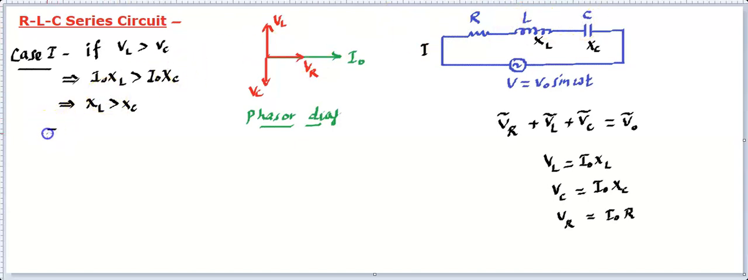Now, what is the meaning of XL? It means omega L is greater than 1 upon omega C, which further means that omega square, because omega is a positive number, is greater than 1 upon LC.